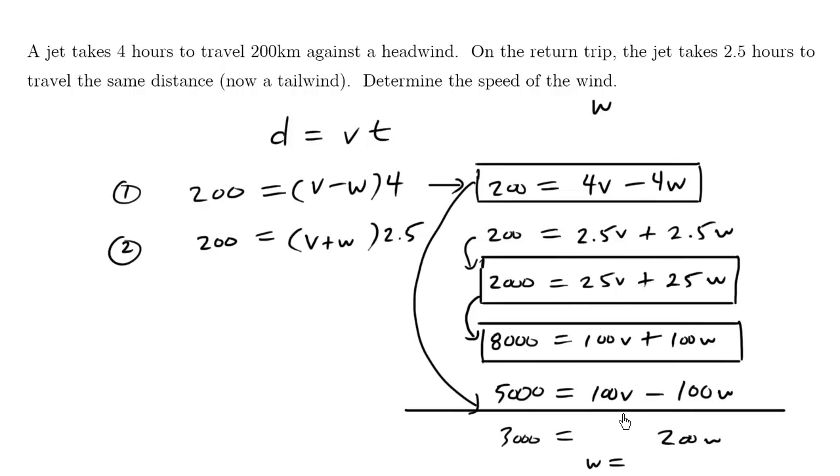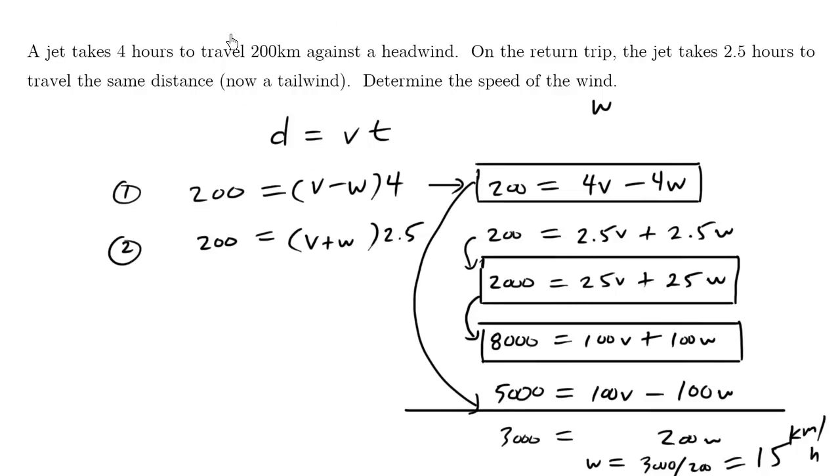So w equals 3,000 divided by 200, which is exactly 15. So the wind here is 15 kilometers per hour. That's the units that we're using, kilometers per hour.